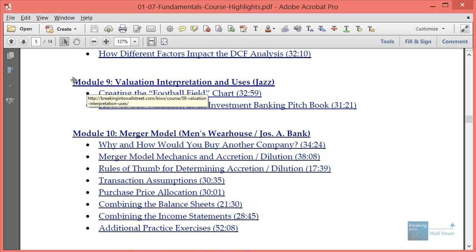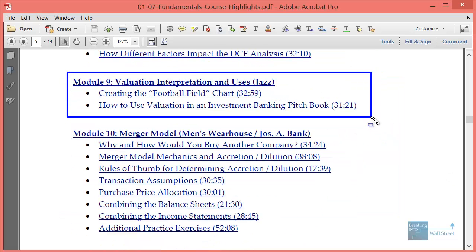And then in Module 9, we recommend actually going through it this time around because there are some points that could come up. For example, they could ask you in an interview, how do you actually use valuation in real life? And if you complete some of these lessons, the ones we recommend, you'll have a really good sense of how to do that.